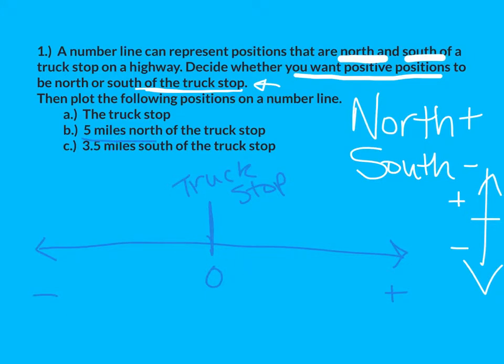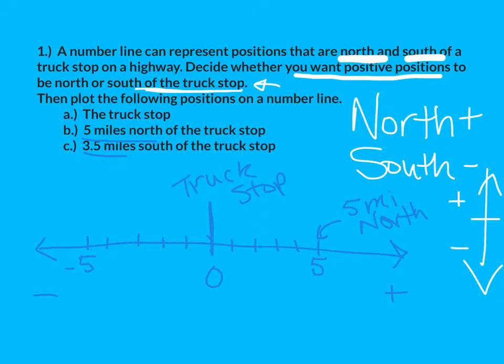So our truck stop is our 0. 5 miles north. So north is in our positive direction. So 1, 2, 3, 4, 5. 5 miles north. We get 3.5 miles south. Let's just make sure that we're all clear here. And then, of course, it's negative because it's going in the opposite direction of our positive. So that makes it negative.